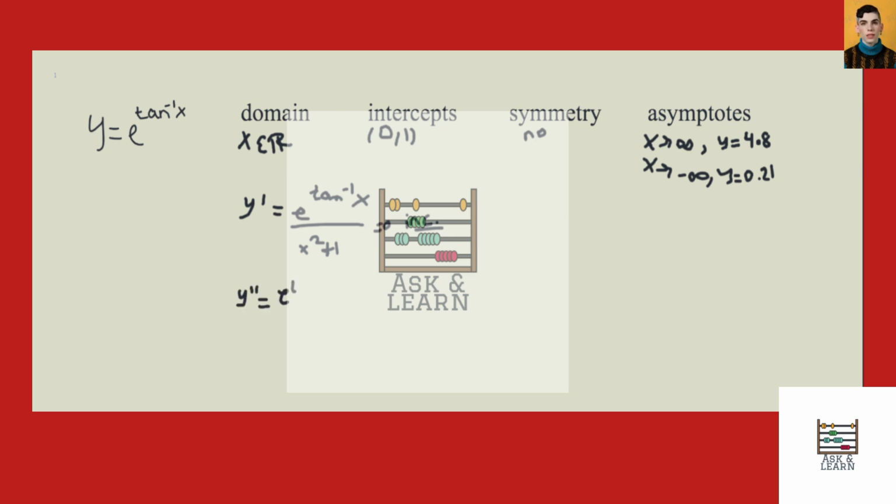So we have y double prime equals e to the inverse tan of x minus 2e to the inverse tan of x times x, and that's all over (x squared plus 1) squared. That was just the quotient rule. If we set that equal to 0, we can see that we have x equals a half.